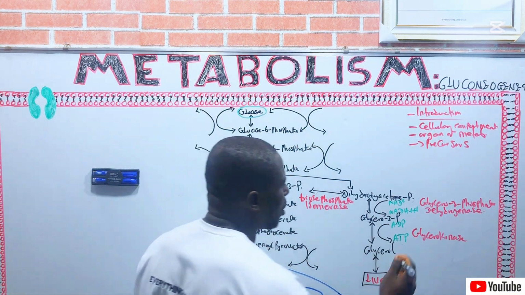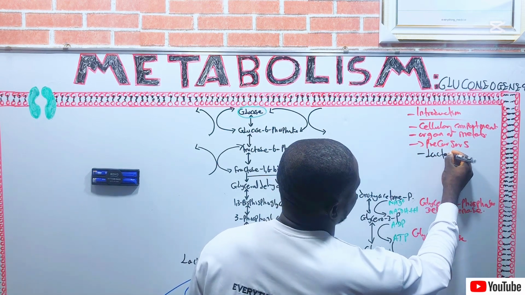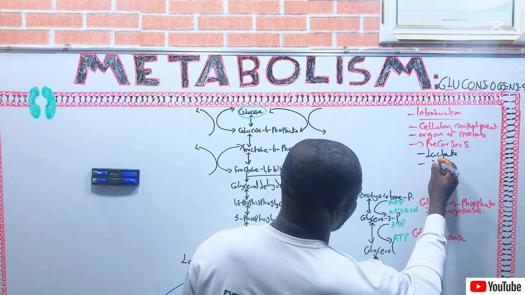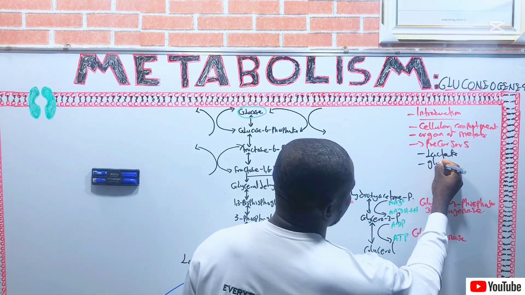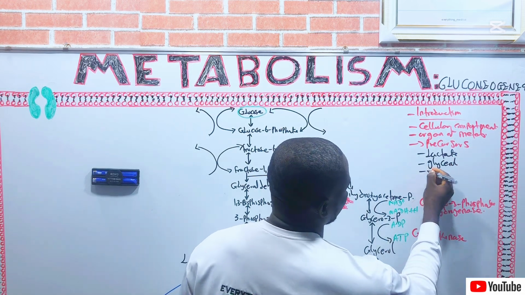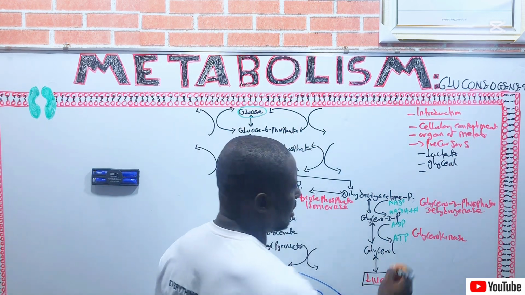So we have the following precursors. One is lactate. Two is glycerol, part of fat. Three is gluconeogenic amino acids.